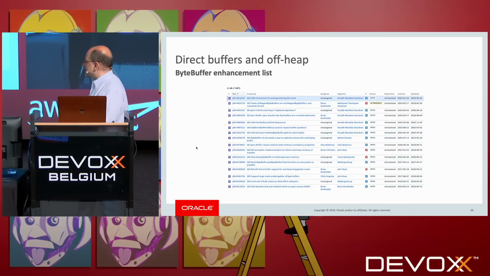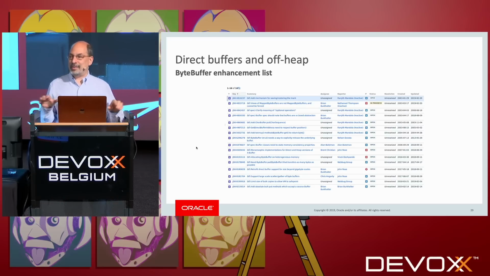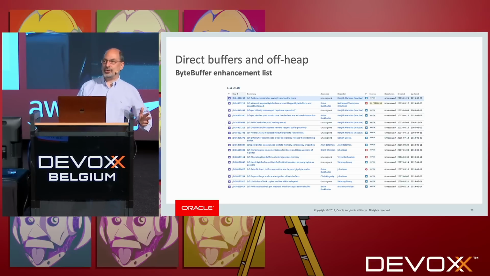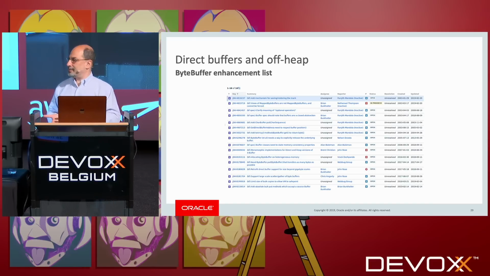So here is a sampling of open RFEs against the ByteBuffer API. There's no shortage of things that people would like us to improve about ByteBuffers. And individually, each of these seems kind of reasonable. This is just page 1. But in the aggregate, it kind of paints a picture of, gee, there would be a lot of effort required to take this API and turn it into what people seem to want it to be.